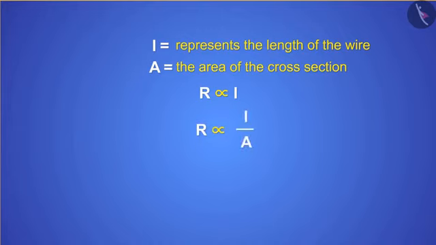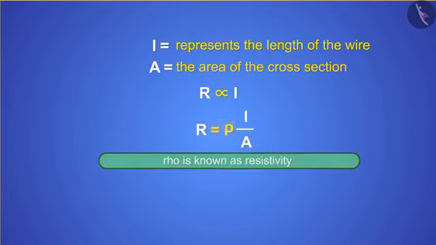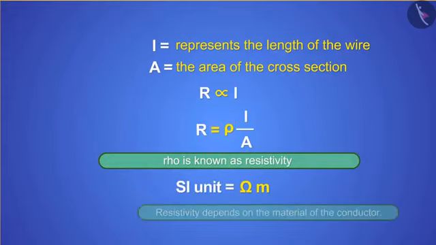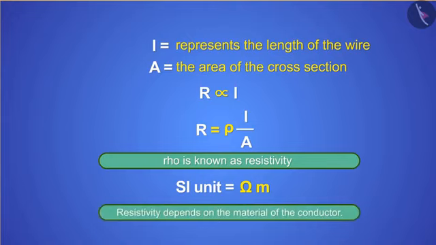A constant has to be brought in to remove the sign of proportionality. Here this constant is represented by rho. Rho is known as resistivity. The SI unit of resistivity is the ohm meter. Resistivity depends on the material of the conductor. So this is all about the resistance and the resistivity.